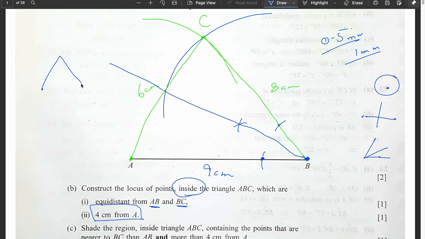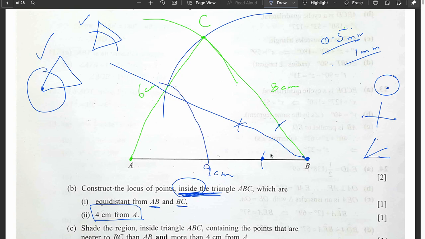If this was my case, this is A, we may draw a circle of 4 centimeters, that is correct, or we may only draw part of it, that is again correct. So no need to do the extra work if it is not required. So it is inside the triangle, so we are only drawing 4 centimeters and this is the case.